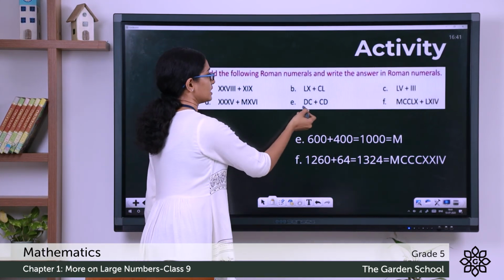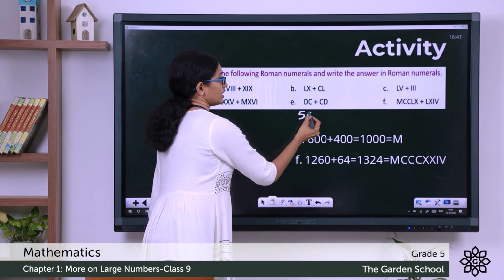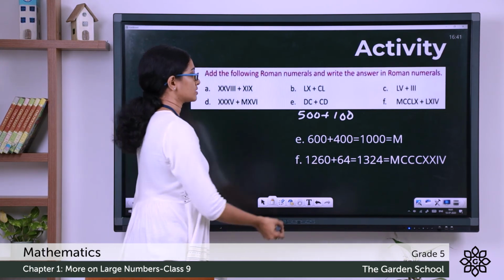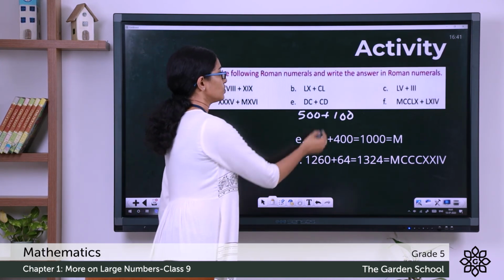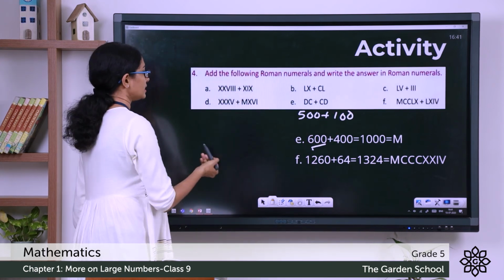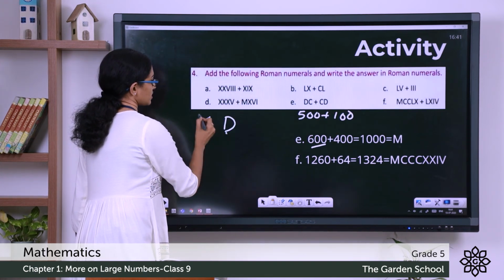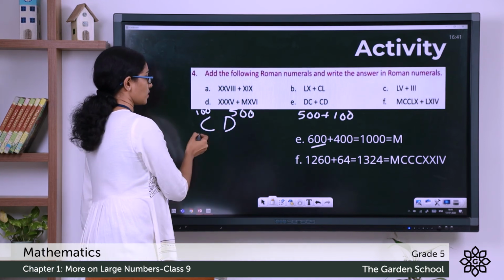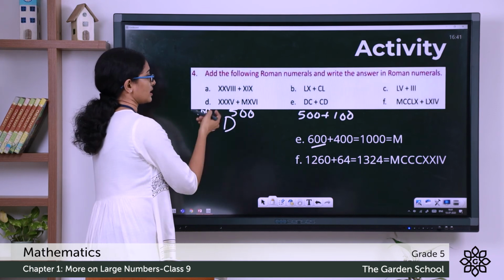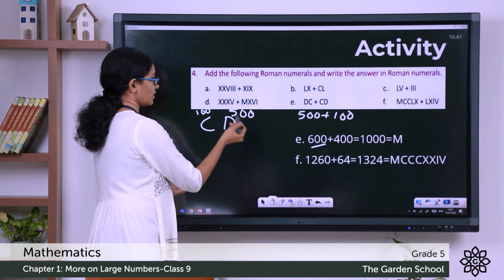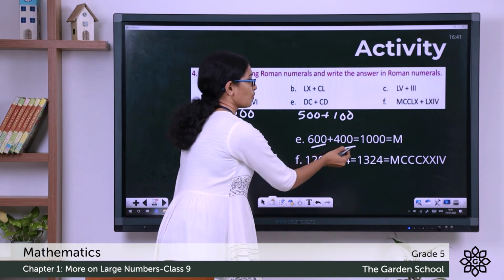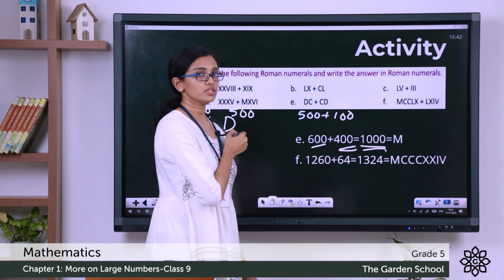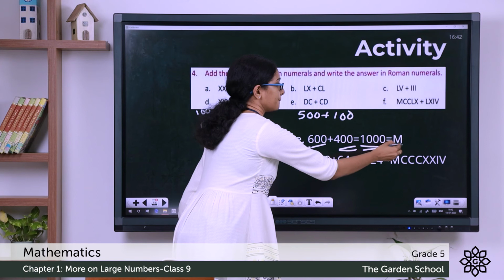DC plus CD. What is D? It's 500. And what is C? It's 100. So the total is 500 plus 100 equal to 600. Now C and D, like we said in an earlier calculation, C is 100, D is 500. Here again, a smaller numeral to the left of a bigger numeral. Hence, we subtract these two. So 500 minus 100 gives you 400. 600 plus 400 gives a value 1000. For that, we have a symbol M.